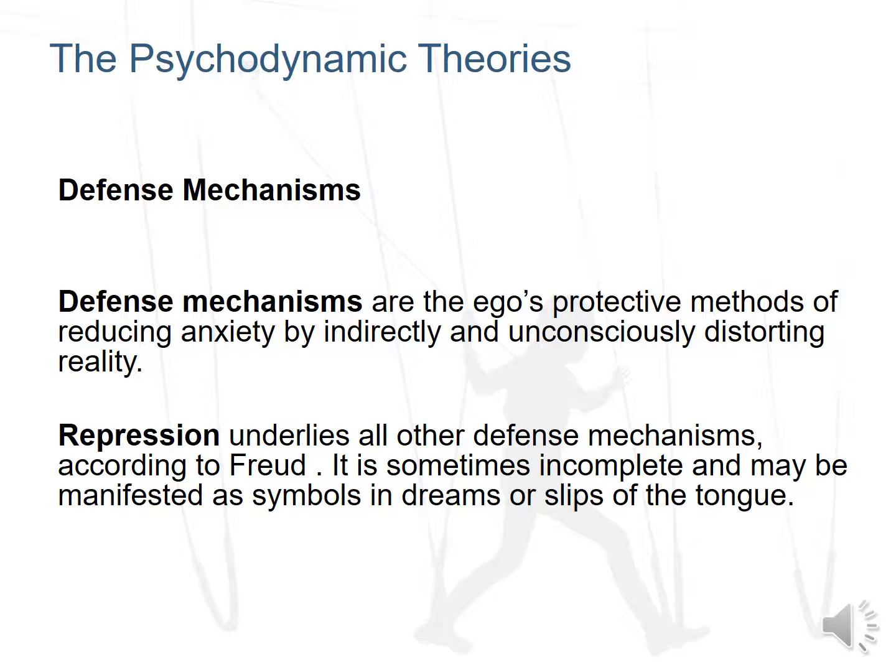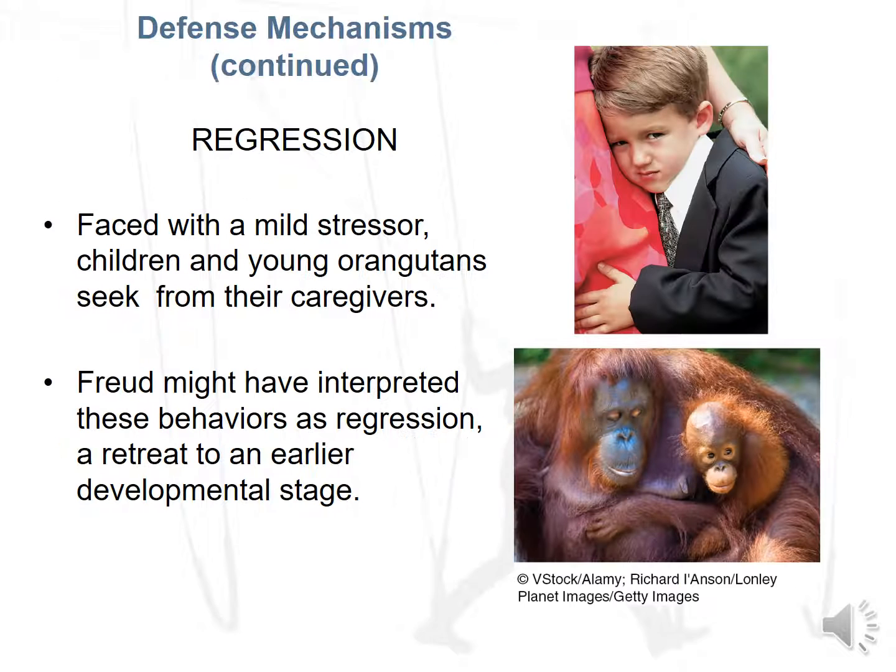One of the first defense mechanisms is repression, which underlies all other defense mechanisms, according to Freud. It is sometimes incomplete and may be manifested as symbols in dreams or slips of the tongue. The next defense mechanism is regression. When faced with a mild stressor, children and young orangutans seek their caregivers. Freud might have interpreted these behaviors as regression, a retreat to an earlier developmental stage.